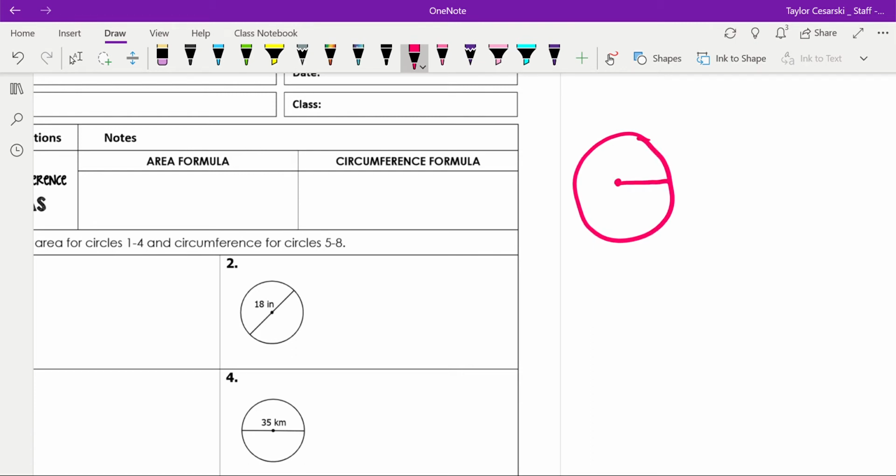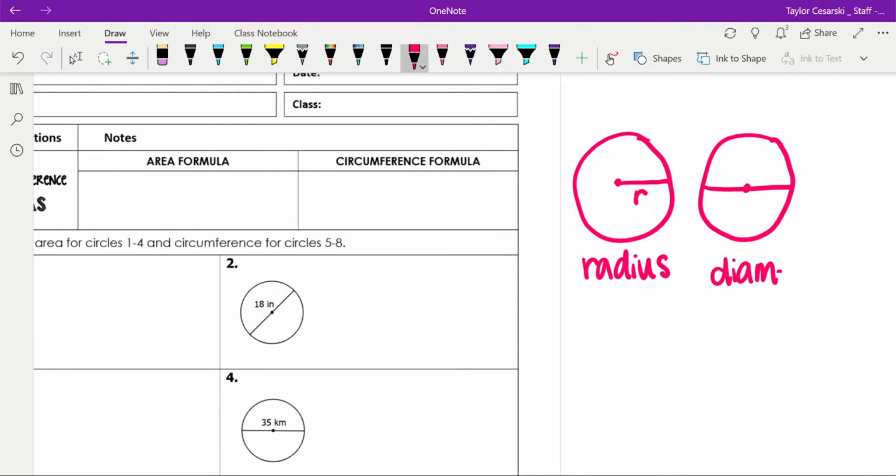So, obviously in the middle we have the center, and halfway from the center to the edge is called the radius. And then if I go all the way across, that is called the diameter. So these are some terms that you should know and you should remember, but just want to make sure we're all on the same page before we go forward.